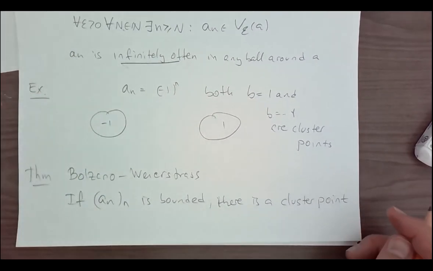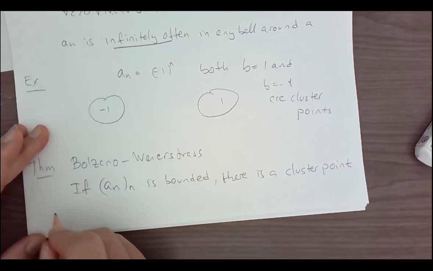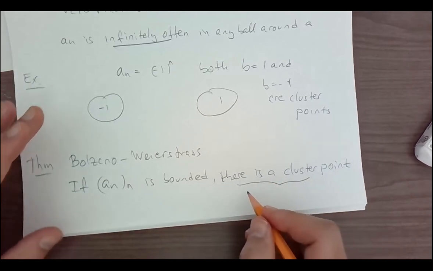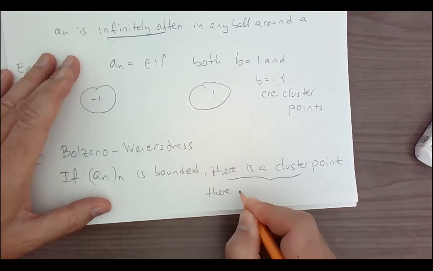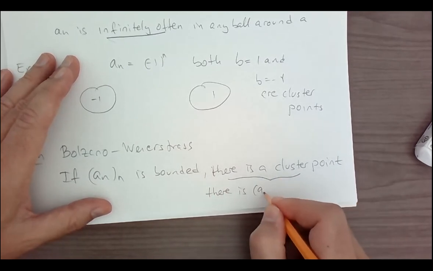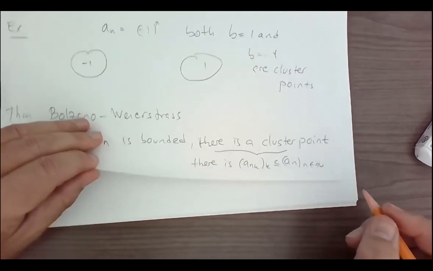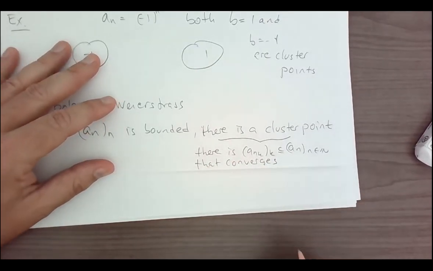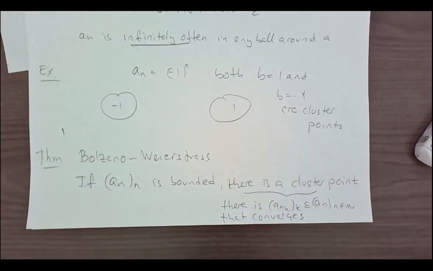Equivalently, instead of writing this cluster point, you can write that there's a subsequence a_{n_k} inside a_n that converges. That's the big result of this section 2.